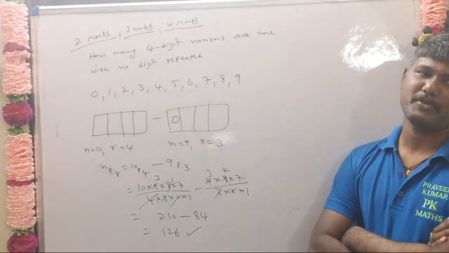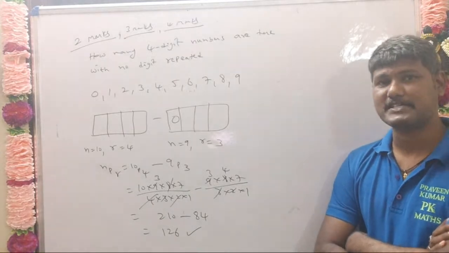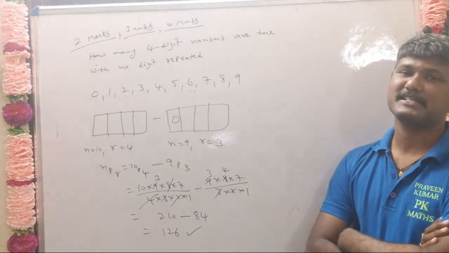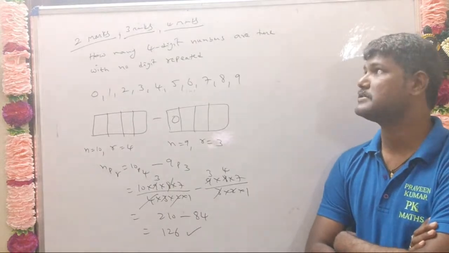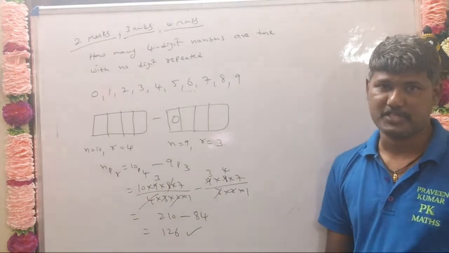We are discussing the permutation concept. In yesterday's video, we discussed combinations. Today, we are discussing the complete permutations: 1 mark, 2 marks, 3 marks, 4 marks, and 5 marks questions.